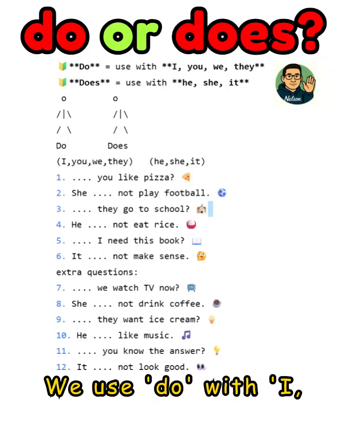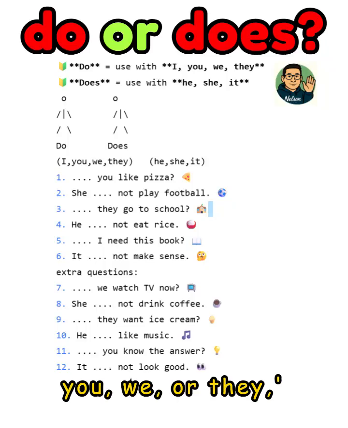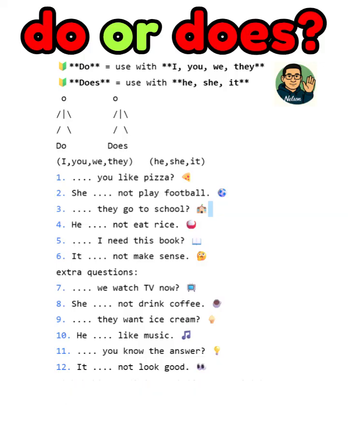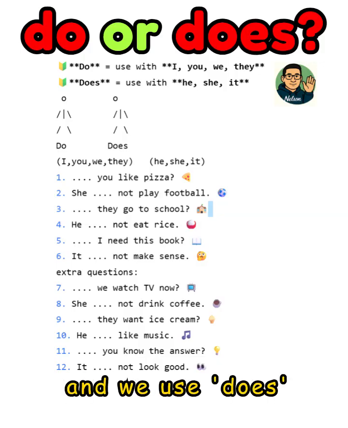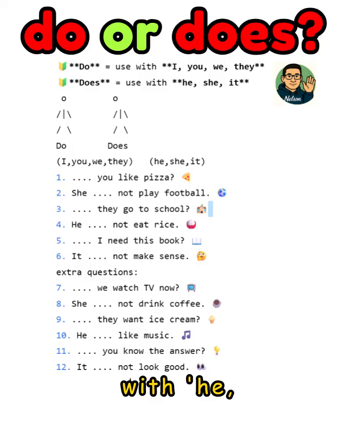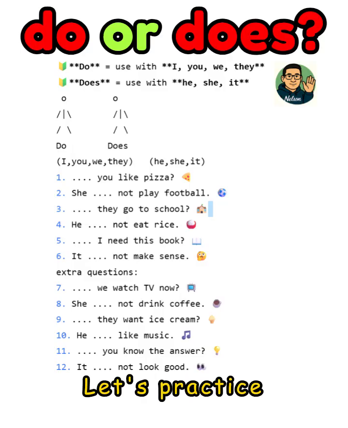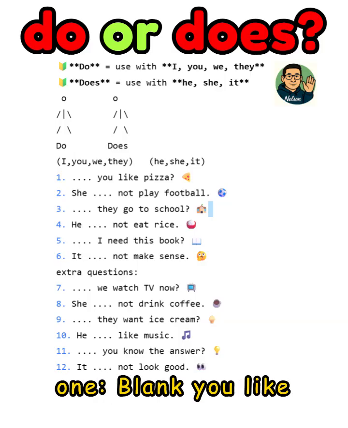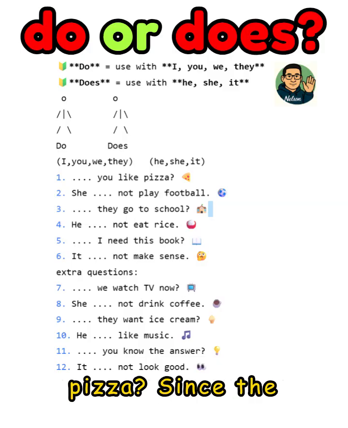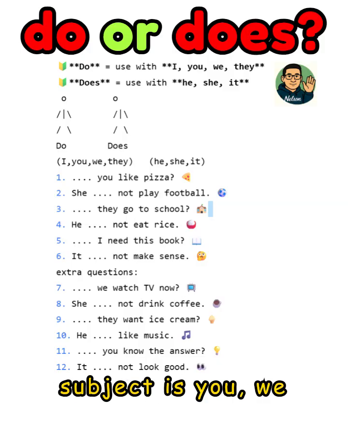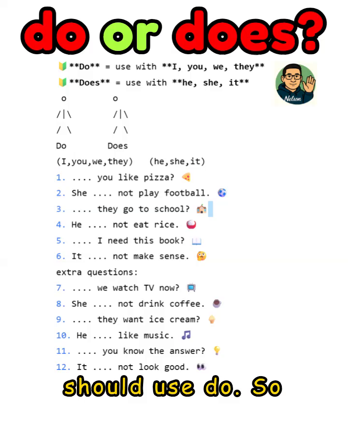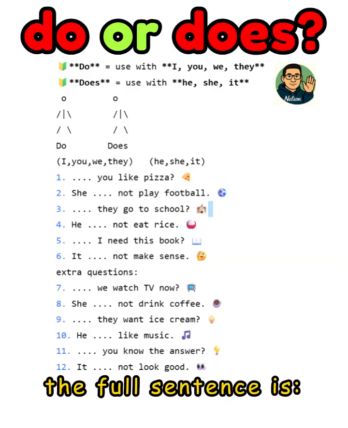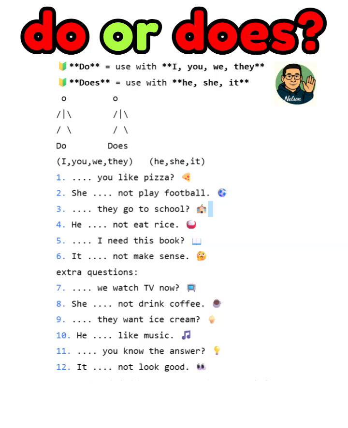We use do with I, you, we, or they, and we use does with he, she, or it. Let's practice together with some questions. Number one, you blank like pizza? Since the subject is you, we should use do. So the full sentence is, do you like pizza?